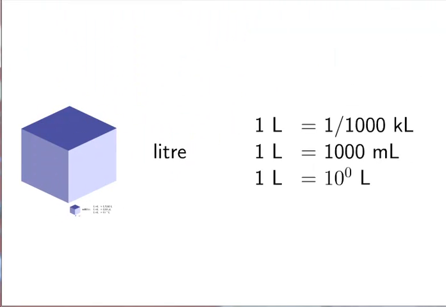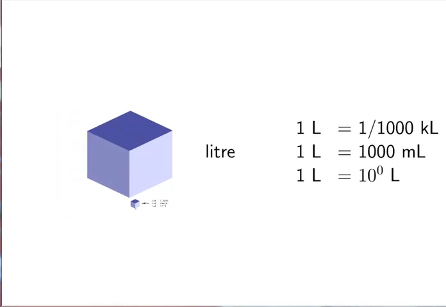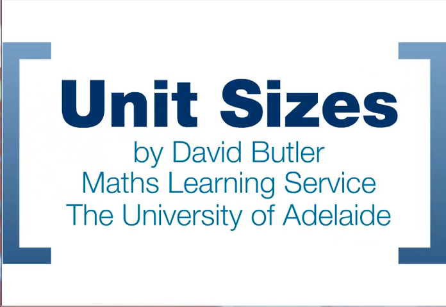So my litre is made up of heaps and heaps of even smaller measurements, and it's a fraction of heaps and heaps of even bigger measurements. That's how the unit sizes in the SI units work.